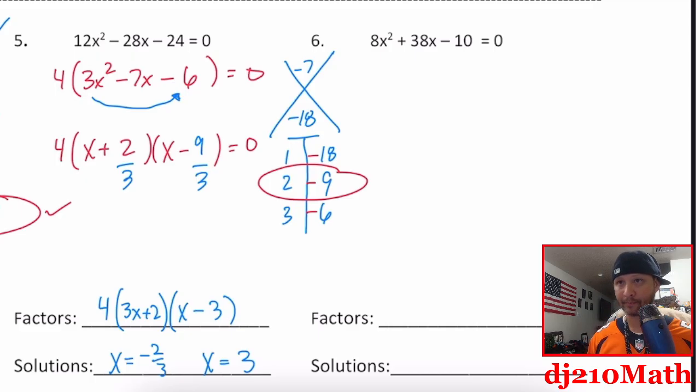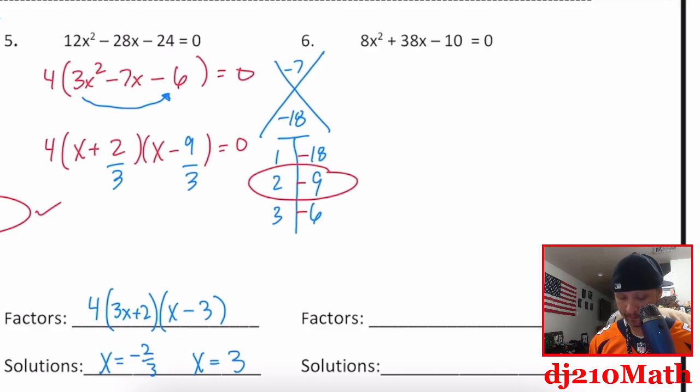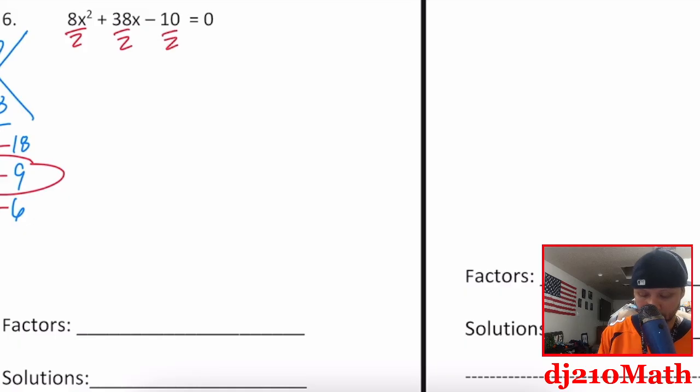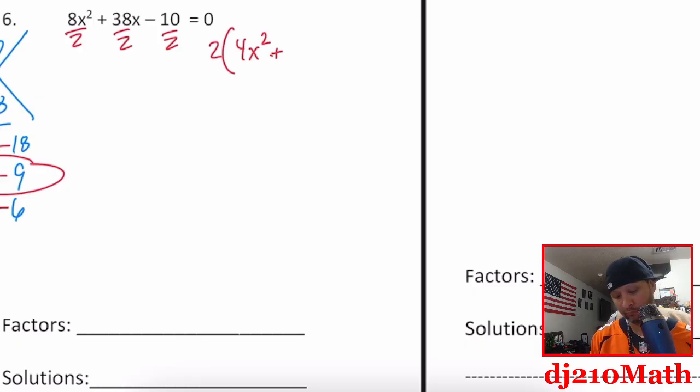All right, number 6. GCF. Just off the bat, they're all even. So I know I can take a 2 out. Can't pull a 4 out of 38. Can't pull an 8 out of 38. Okay, so we're definitely taking out 2. I'm going to divide 2 out of everything. So this is going to be 2 times 4x squared plus, what's half of 38? 19, minus 5 equals 0.